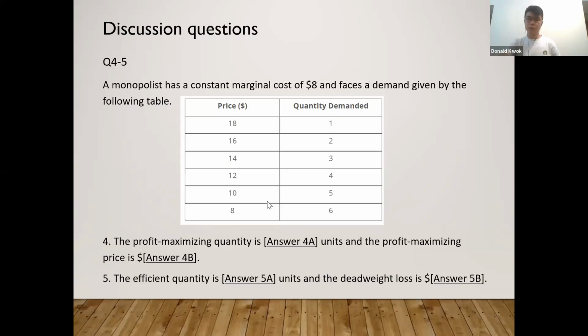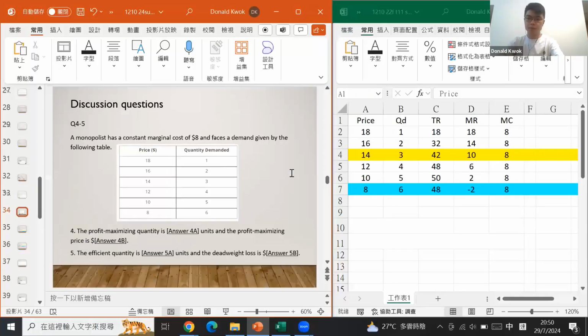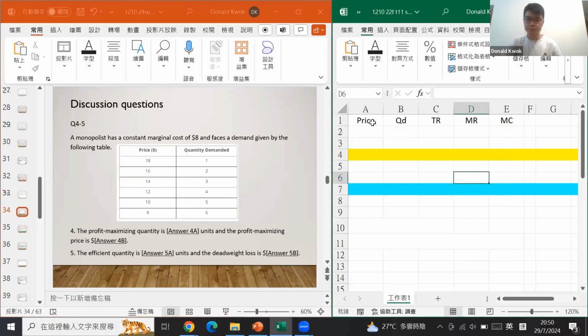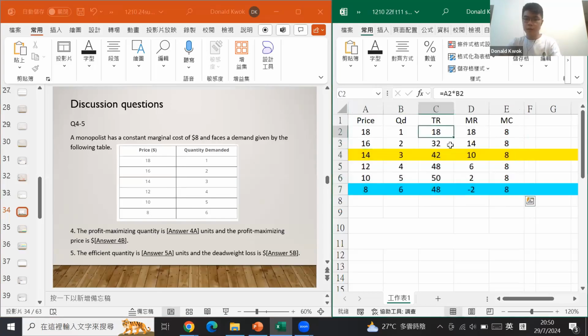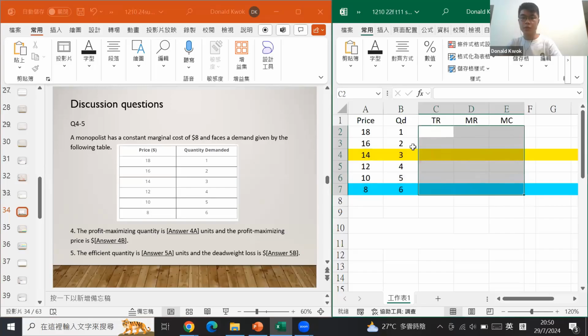For this problem, we are dealing with a discrete case of simple monopoly pricing. This is why I would like to use Excel with you for this problem to understand the calculation. All right, so let's start. Let me clear everything here, and then I will do the calculations with you.